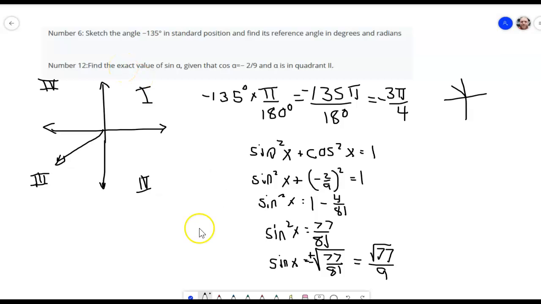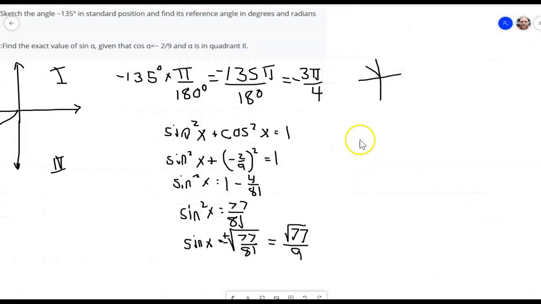Now let me tell you the way that I would have done this. I would have done this by making a triangle. Let me erase this one right here. I like triangles. I don't know, it's just me. Because you can get all 6 of your trig functions really easily by doing this.